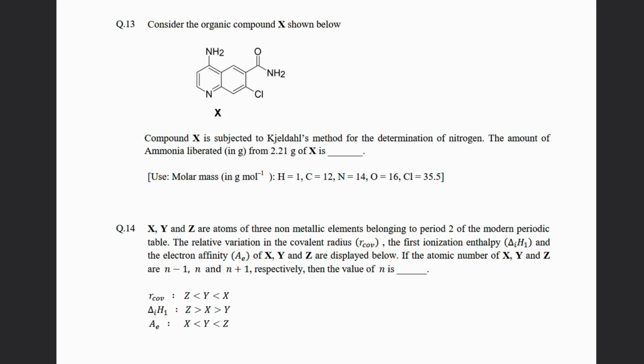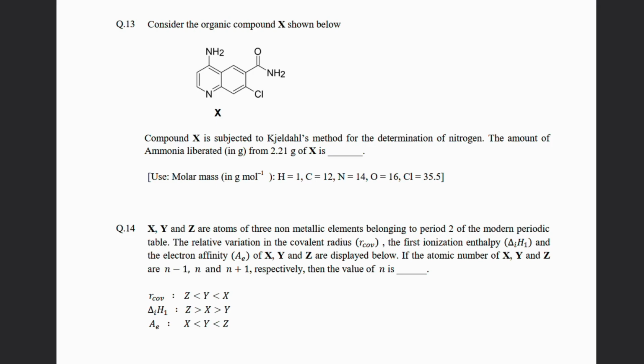Now in the second question, question number 14, it is given that X, Y, Z are 3 atoms of 3 non-metallic elements belonging to period 2. Now the nonmetals of period 2 typically include boron, carbon, nitrogen, oxygen, and fluorine. Now the data given is that the covalent radius and the first ionization enthalpy are increasing.